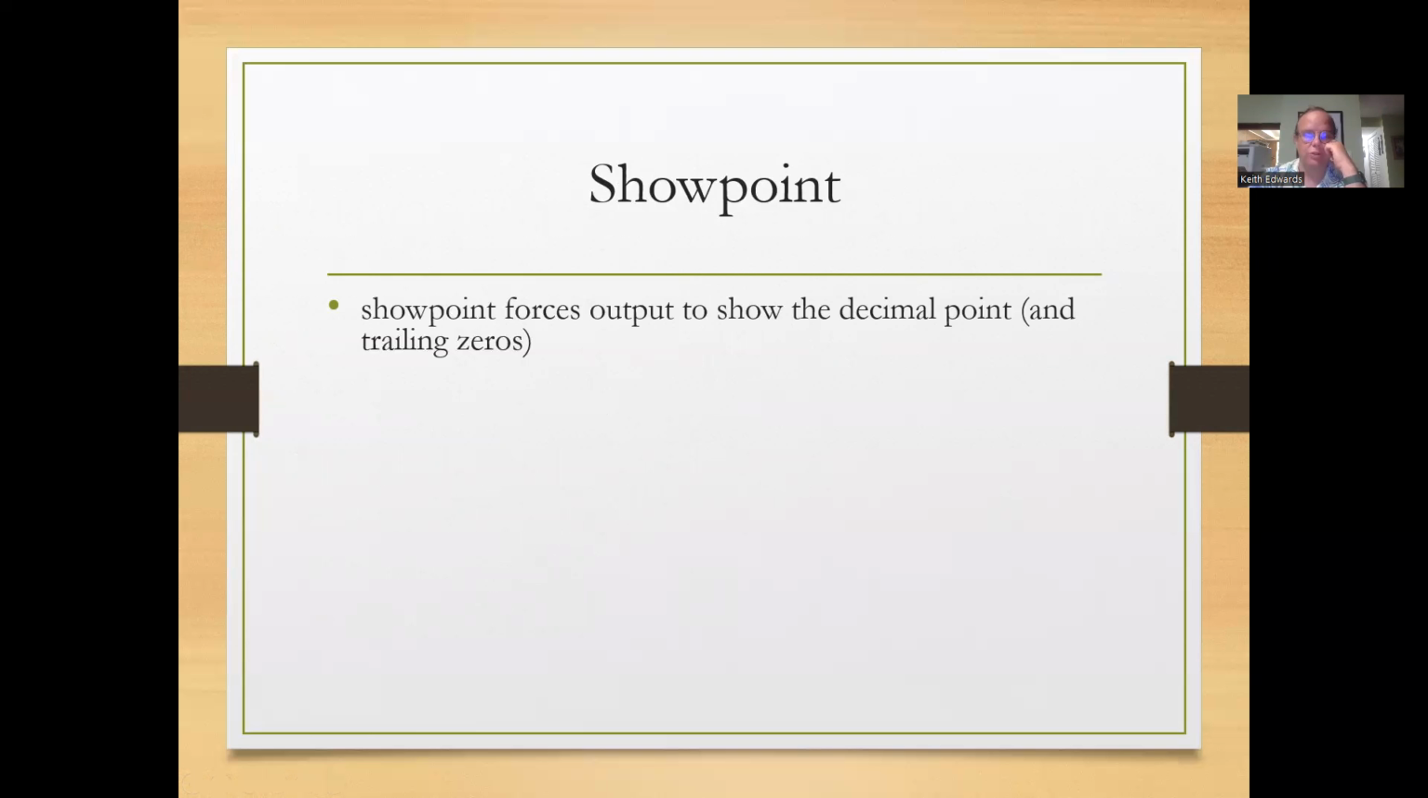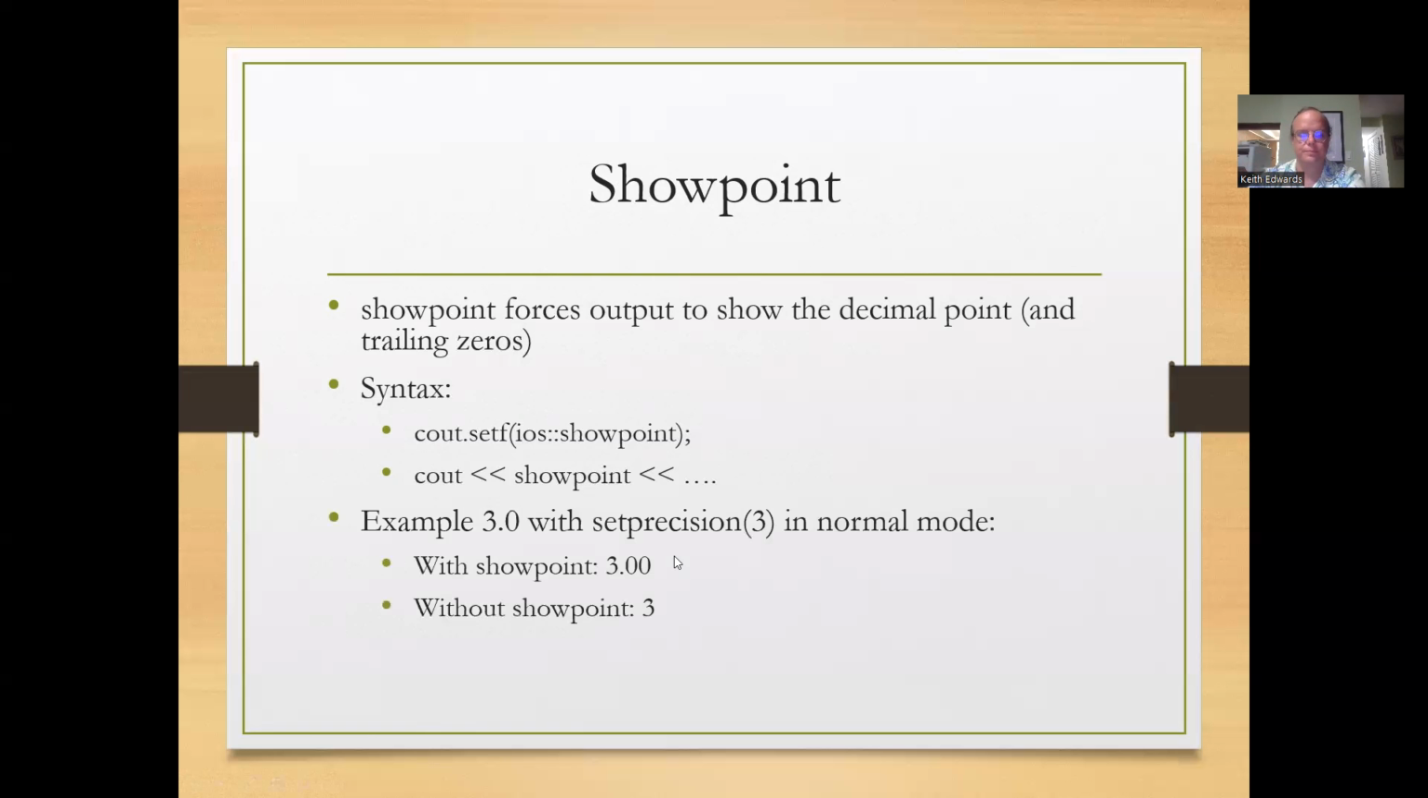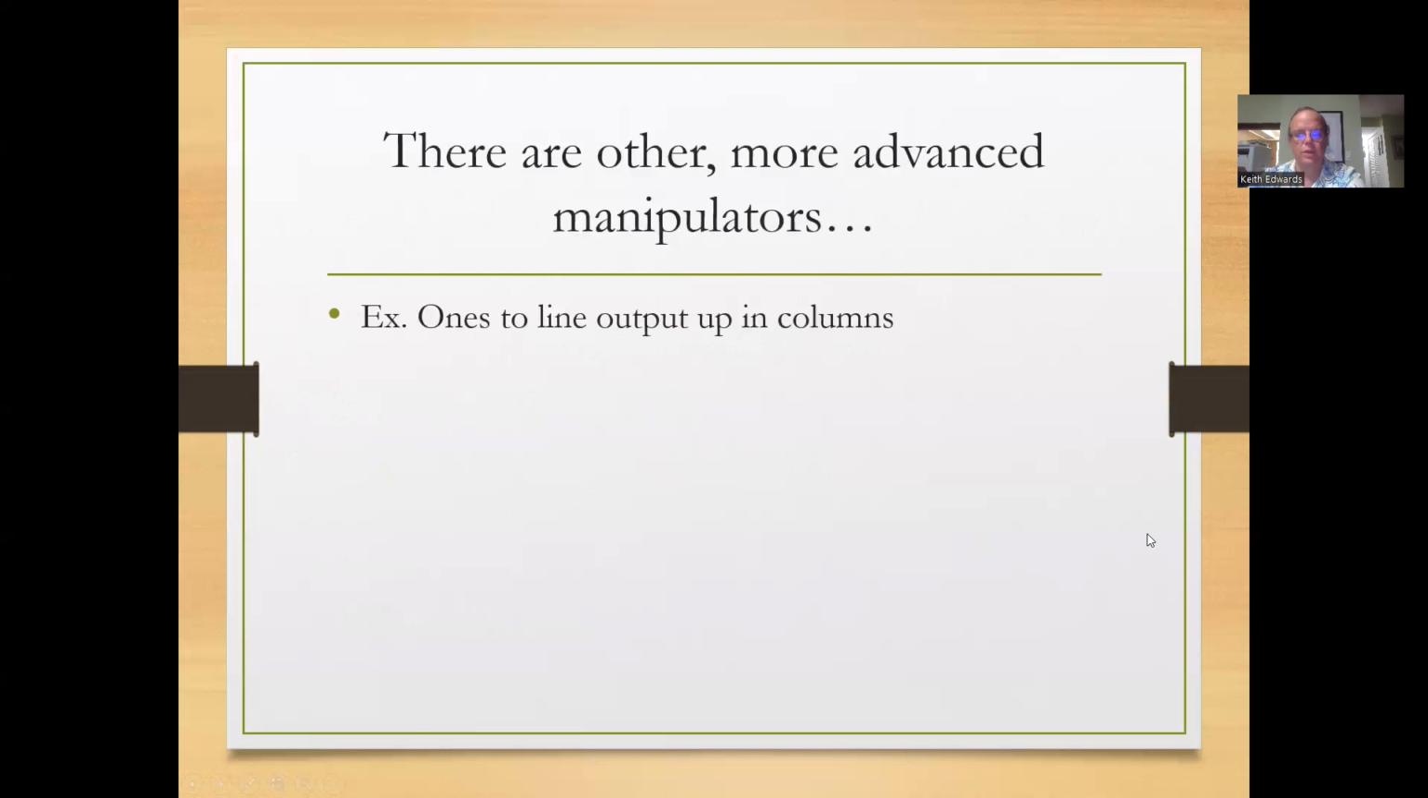Showpoint forces the output to show a decimal point and the trailing zeros, and we do that by doing cout.setf(ios::showpoint). And so when you combine those 3, it kind of makes what Savage used to term a magic formula for getting things to display in 2 decimal places. So, for example, we do 3.0 with set precision 3, we get 3.00. Without showpoint, we would get 3. And so it's not needed in fixed mode.